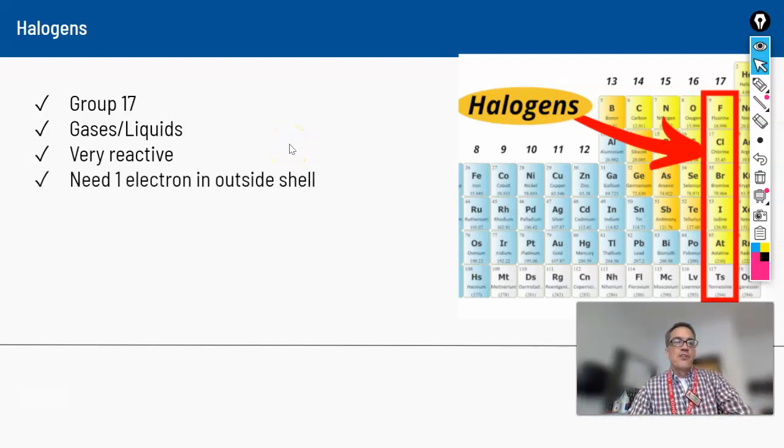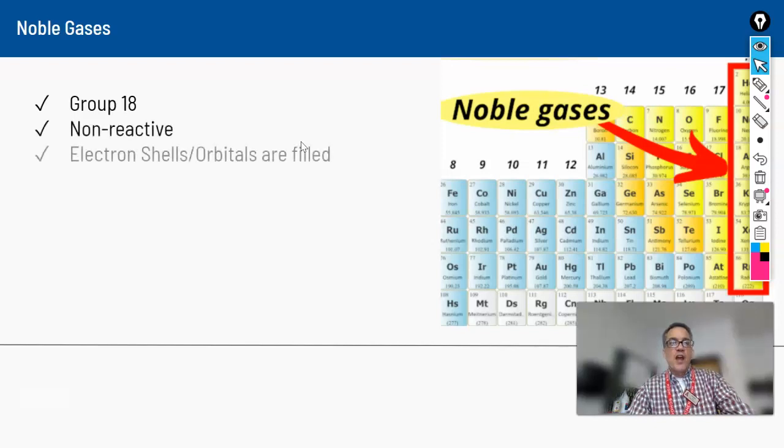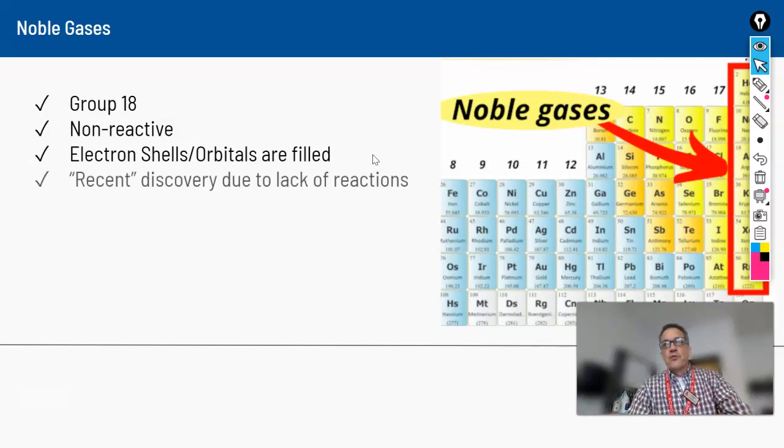The reason why is, group 1 only has 1 electron, and group 17 is missing 1 electron, basically, to be full. So it's extremely reactive. They like to pull that electron in and react with something. At the very end, though, are our noble gases. The noble gases are group 18. They are effectively non-reactive. The reason they don't react is their electron shells are completely full. Helium has its 2 electrons, so its shell is full. Everything else has its 8 electrons in its outside shell. So they're full, they don't react.